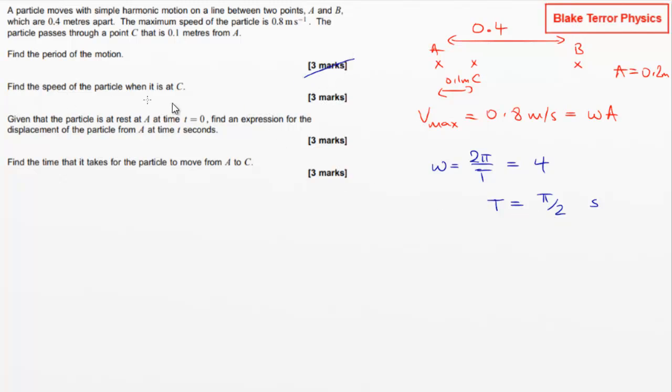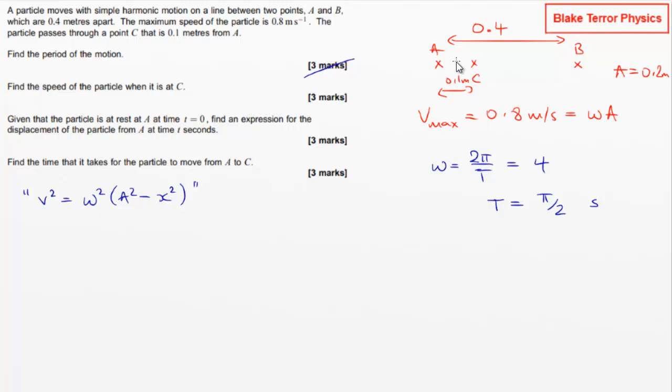Find the speed of the particle when it's at C. Okay, so with these, you'll have some people who jump straight to the formula booklet and they'll find there v squared equals, what is it, omega squared, A squared minus x squared, which is fine, I suppose, but let's go for just a slightly more involved approach then.